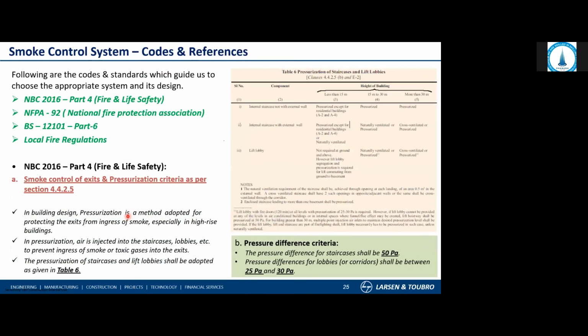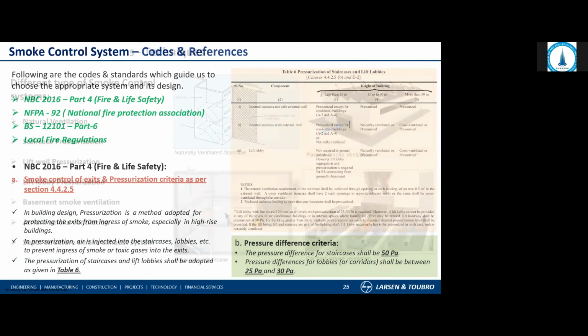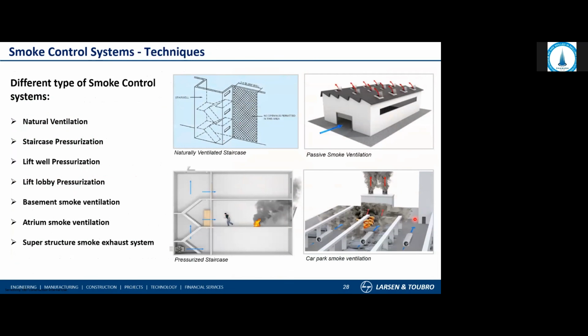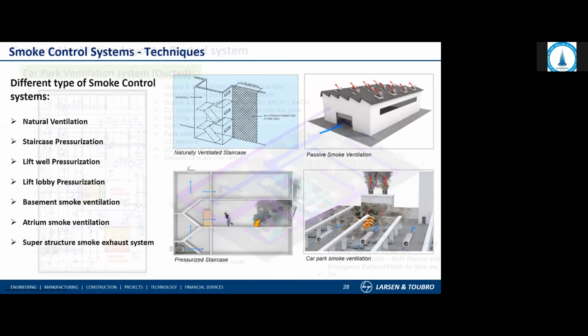If you see, there are guidelines as per NBC, NFPA, BS, and local fire norms. They define where we have to give a pressurization system. NBC gives in Table 6, depending on the building heights, where you can go for pressurization and all those things. There are different techniques of smoke control system, like natural ventilation, staircase pressurization, lift pressurization, basement smoke ventilation, atrium smoke ventilation, and above ground smoke exhaust system.